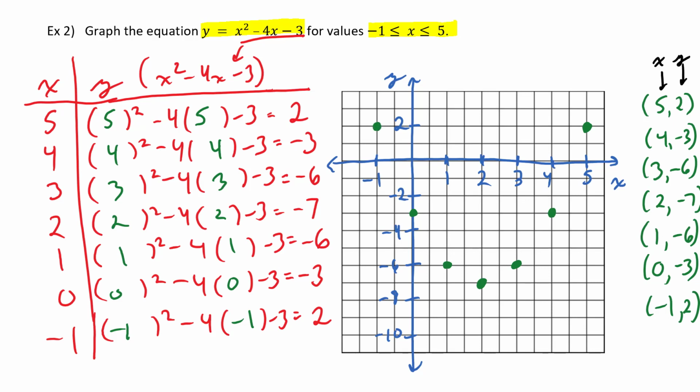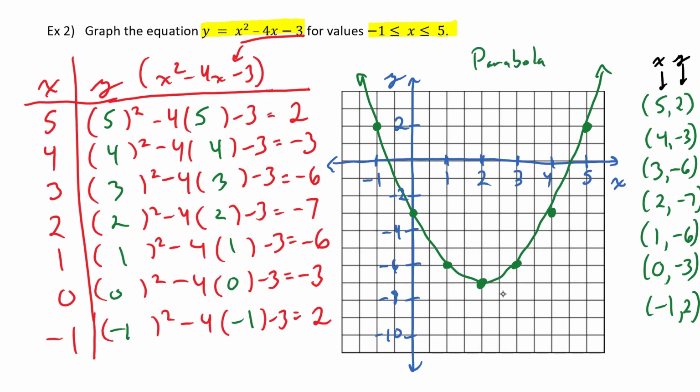Let me show you what not to do. Don't do this. Please don't do that. Connect it with a nice smooth curve. Best you can. This goes off, and this goes off. This is not a straight line. This is a parabola.